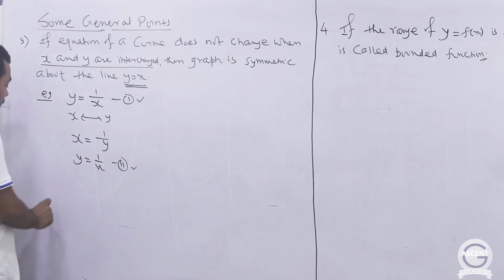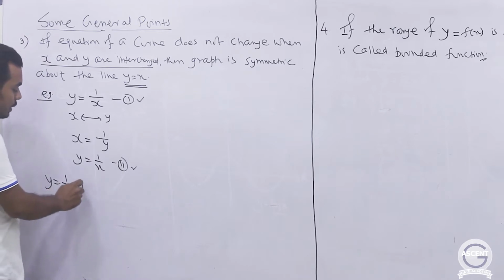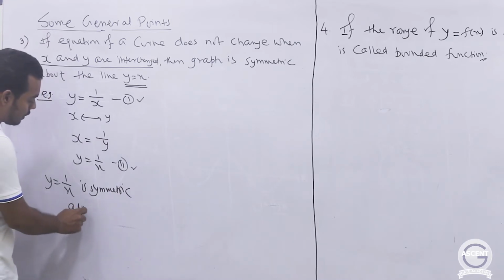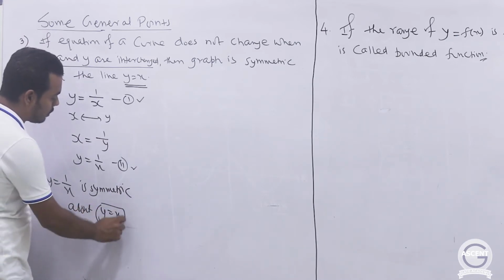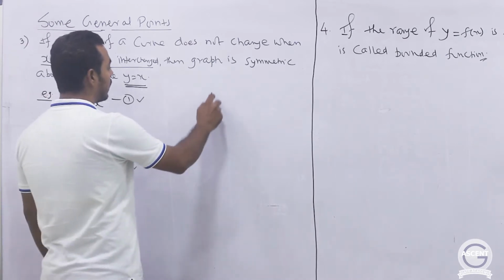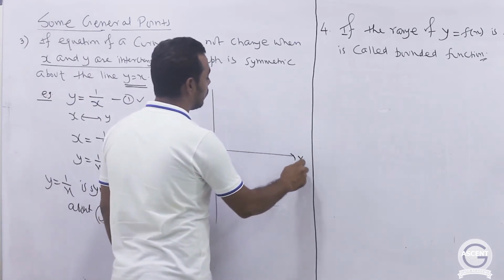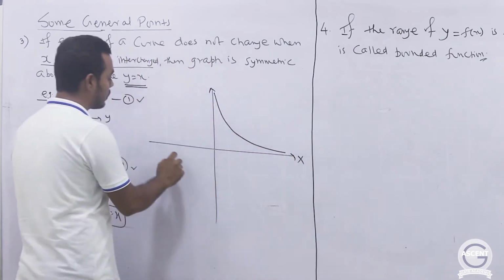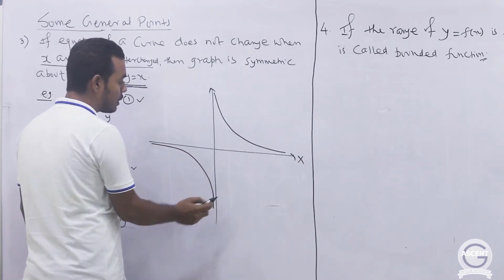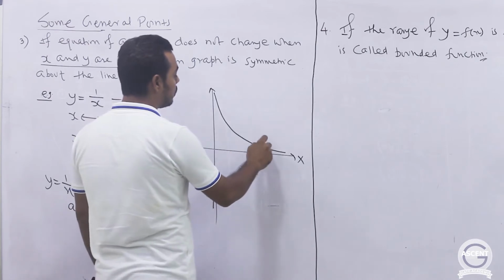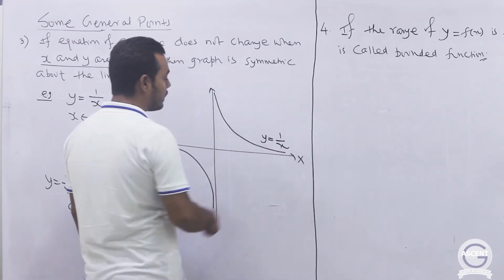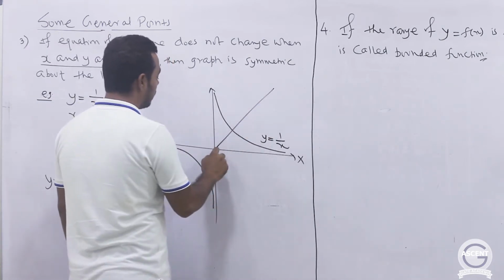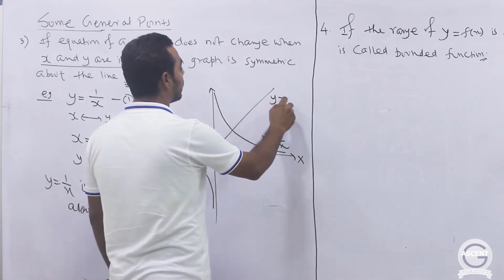So this means the graph of this function y equals 1 by x is symmetric about this line y equals x. Okay, and again, if you see the graph of this function y equals 1 by x, this is nothing but a rectangular hyperbola, right? You will have one branch in the first quadrant and another branch in the third quadrant. So this is your graph, these two branches combined is the graph of this function y equals 1 by x, right? Now if you see carefully, this graph is symmetric about this line y equals x.